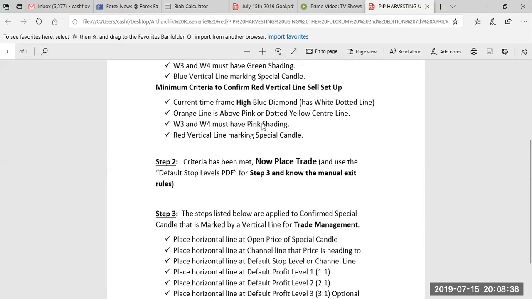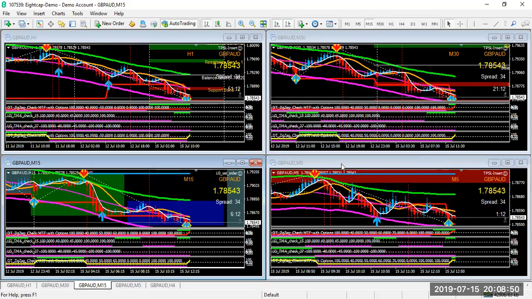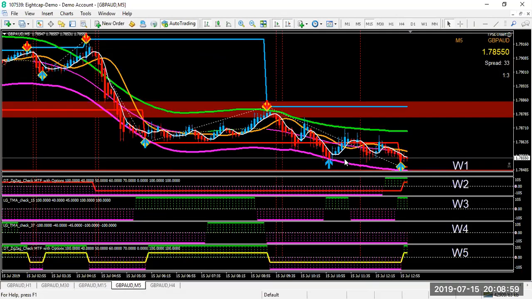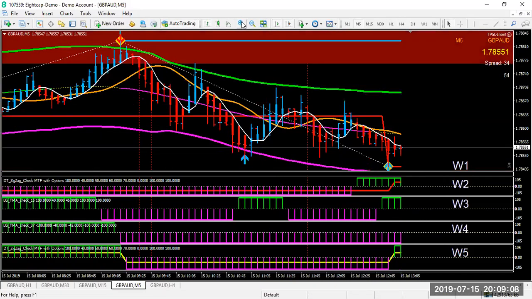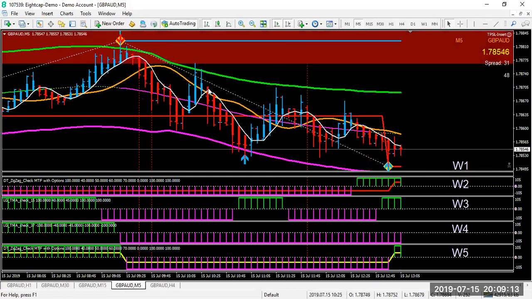So bearing this in mind, we're going to go and mark out the minimum criteria for a red vertical line. Yep. So just so that we're all on the same page, I'm going back to the screen. So we've got quite a few choices. Okay, this is the most recent, the 5 minute. We've got a vertical line here. The first one for this movement down is this one.